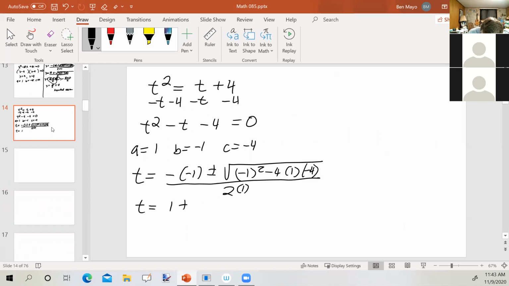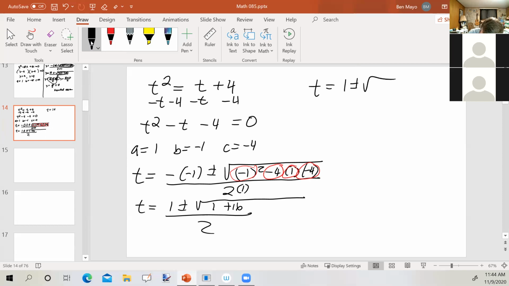t equals 1 plus or minus the square root of 1 plus 16 over 2, because we have -1, the quantity squared, so -1 times -1, and then -4 times a +1 times a minus gives us a plus 16. So then we've got t equals 1 plus or minus the square root of 17 all over 2. Okay, now the directions for this particular problem say this. It says solve each equation, approximate the solutions to the nearest hundredth.